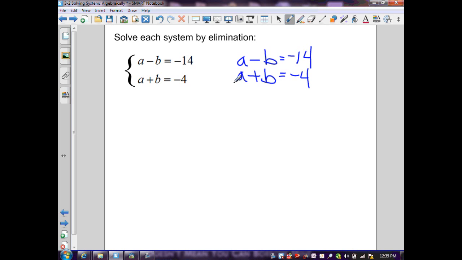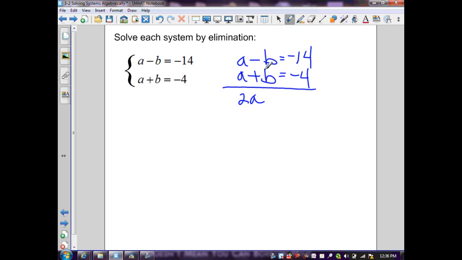Here, this is a positive 1 and a positive 1 in front of my A. If I added that, that would give me 2A. I need to have them drop out. For the B's, I have a negative 1B and a positive 1B. If I added those, that would give me 0B, and the B would be eliminated, leaving me only an A. So this makes this problem easy because I already have opposites for one of my variables. So all I'm going to do is add them vertically. 1A plus 1A is 2A.